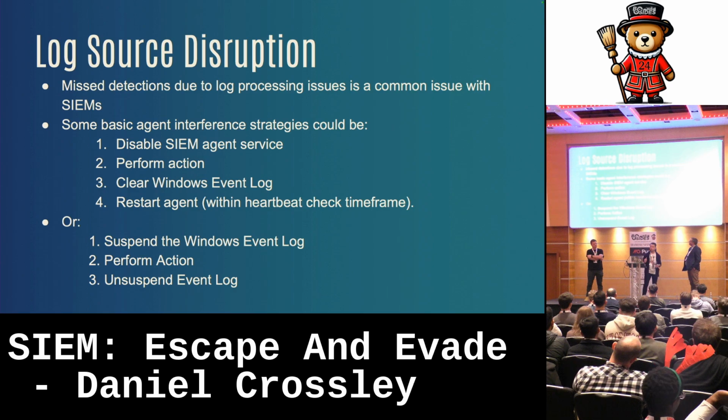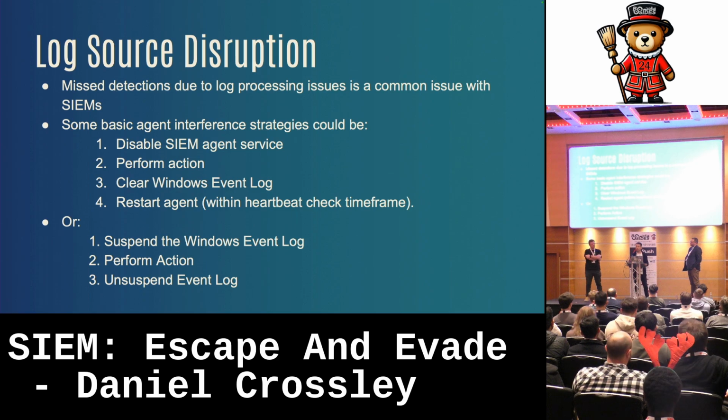As I said, misdetections due to processing issues is a common issue with SIEM. So if we were deliberately looking to do this, some very, very basic strategies could be to disable the SIEM agent. So go after the agent, right? So it might look something like this. If this is a Windows machine, disable the SIEM agent, perform some kind of action, clear the Windows event log, and then restart the agent.